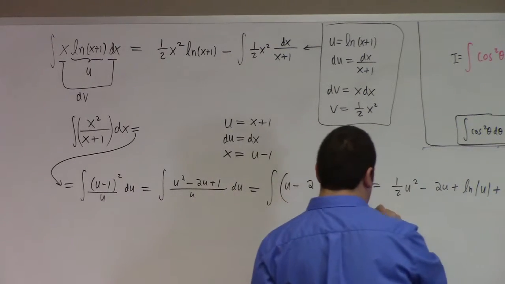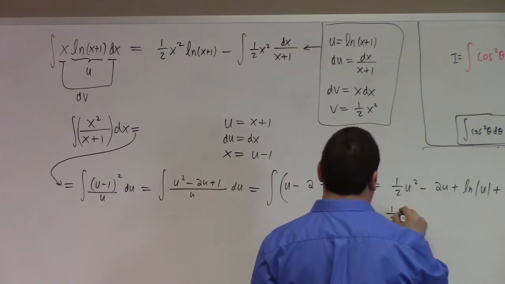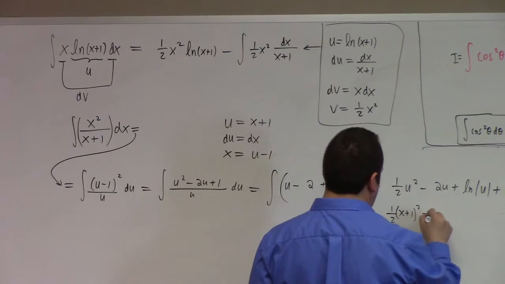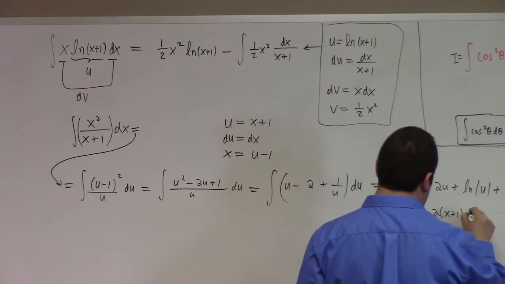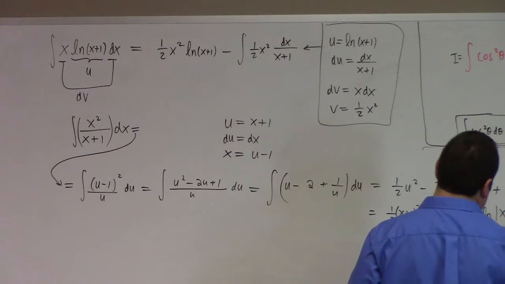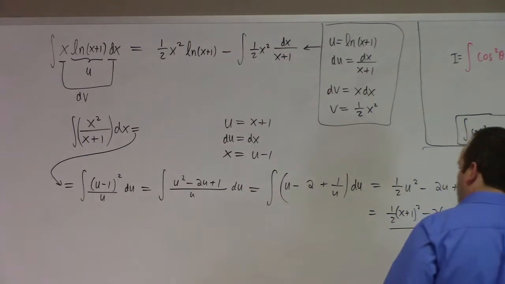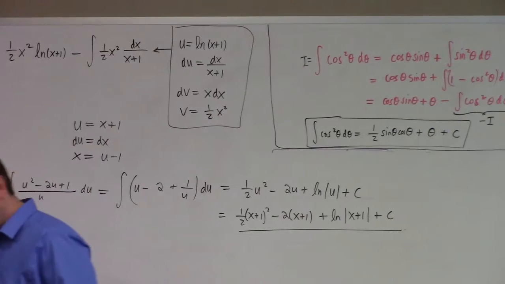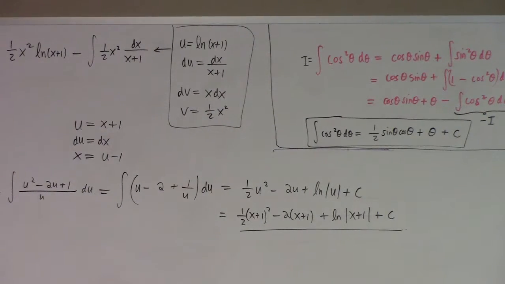In other words, 1/2 (x plus 1) squared minus 2(x plus 1) plus the natural log of the absolute value of x plus 1 plus a constant. So, hey, actually, that's pretty nice. That's not what I did earlier today, but that is a legit way of doing that integral.